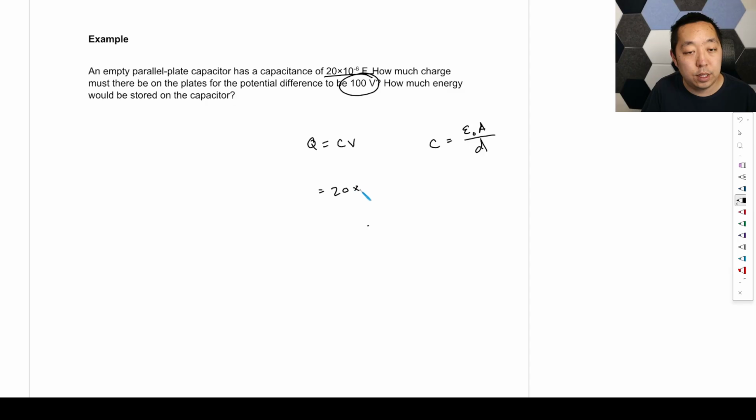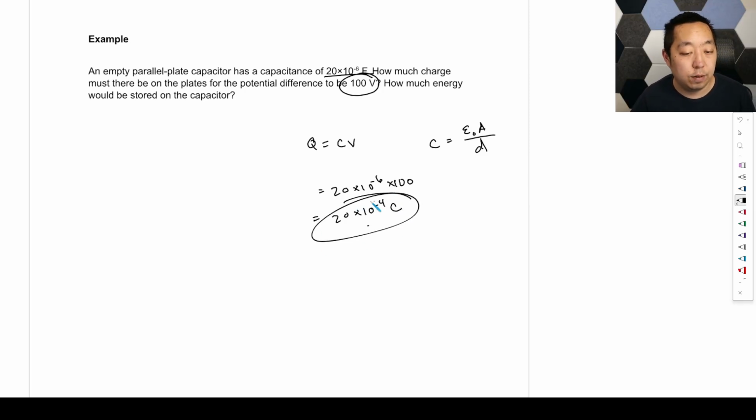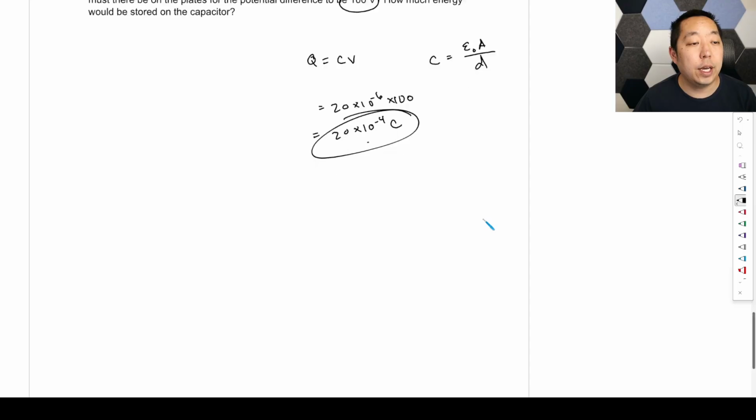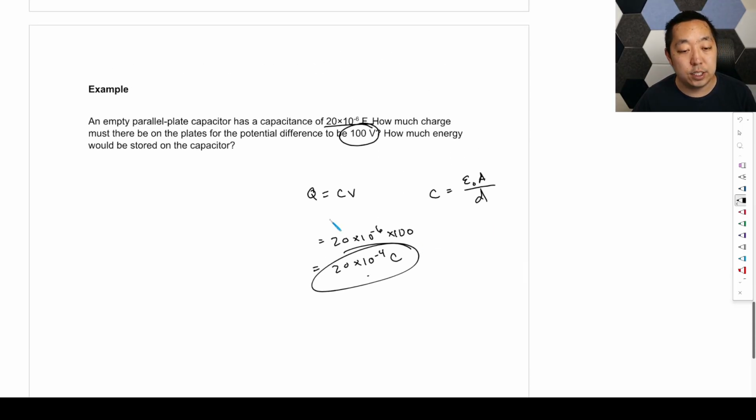So it's just 20 times 10 to the negative 6 times 100. And that's going to be, what, 20 times 10 to the negative 4 then. And that's going to be coulombs, or 2 times 10 to the negative 3 if you want. Okay, and that's it. That's kind of like just how you use those formulas.